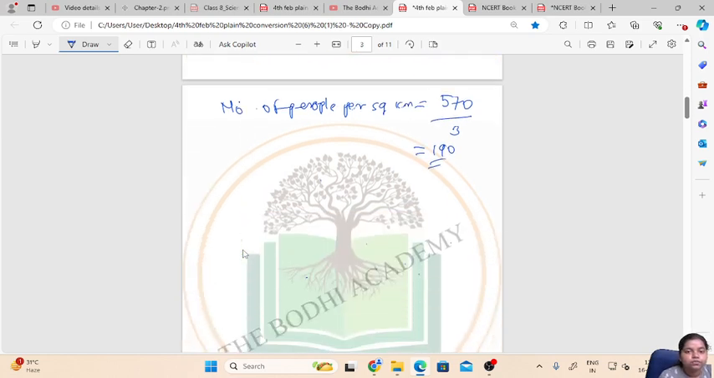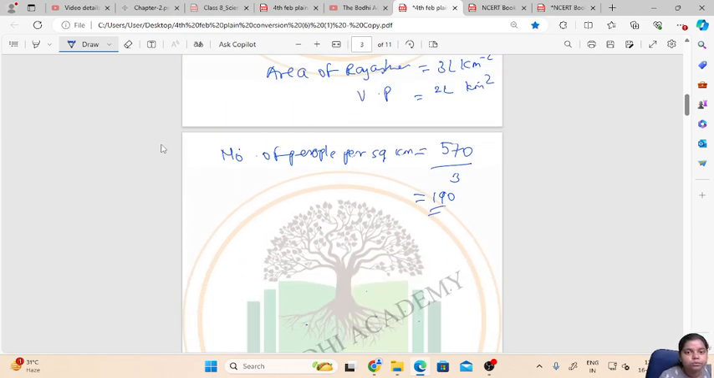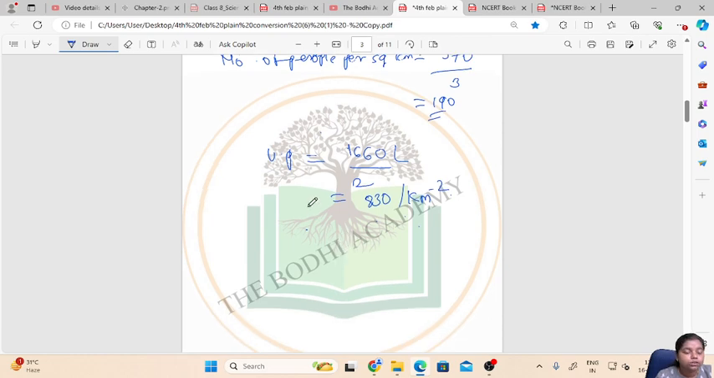Now we'll calculate for UP. The population in UP is 1660 lakhs, and the area is 2. After division we get that 830 people are living per square kilometer. So in UP, 830 people are present per square kilometer.